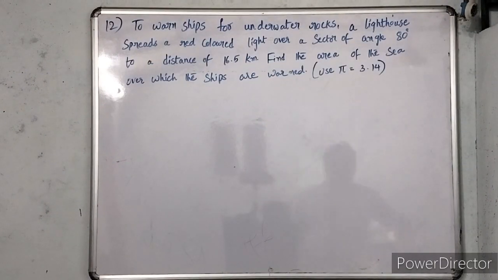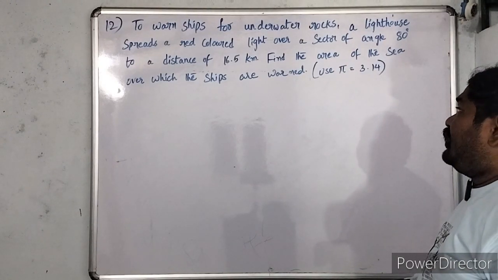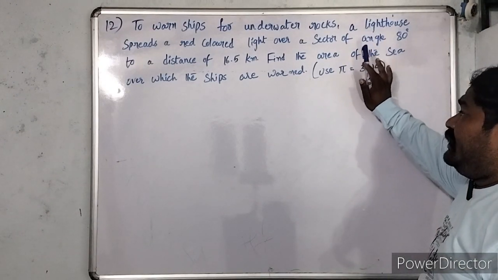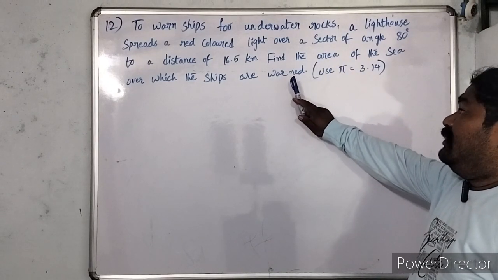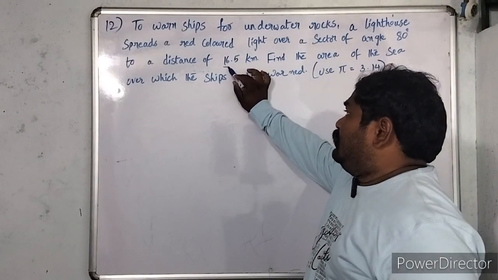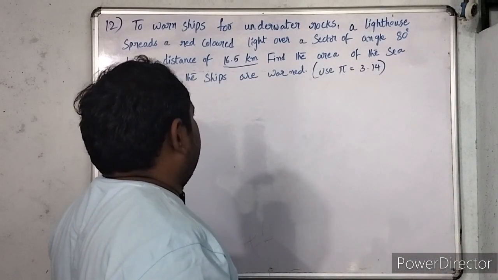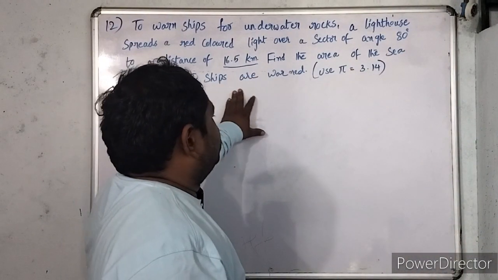Next question. To warn ships of underwater rocks, a lighthouse spreads a red colored light over a sector of angle 80 degrees to the distance of 16.5 kilometers. Find the area of the sea over which ships are warned.